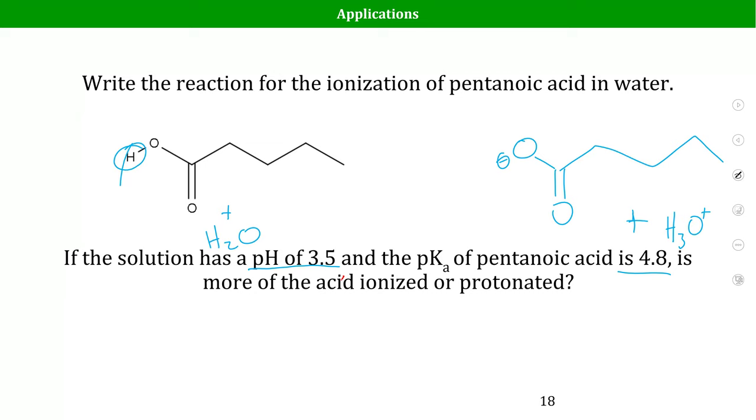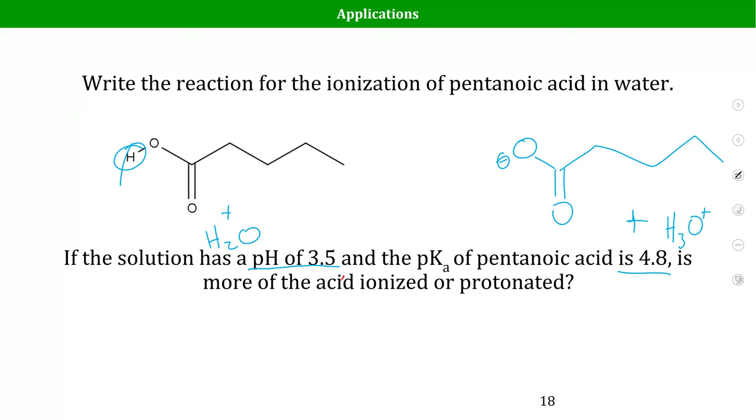Right, yeah. I thought you were asking which one of the molecules may seem more. I won't say more acidic or more basic. I'll say protonated or deprotonated. So this one would be more protonated. More of it's protonated because the solution is more acidic.